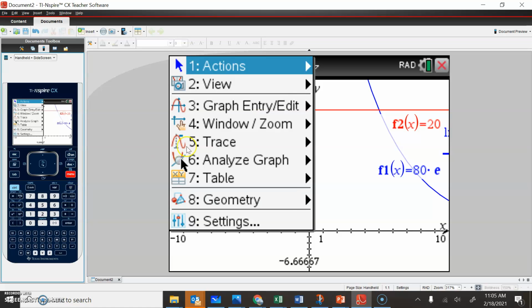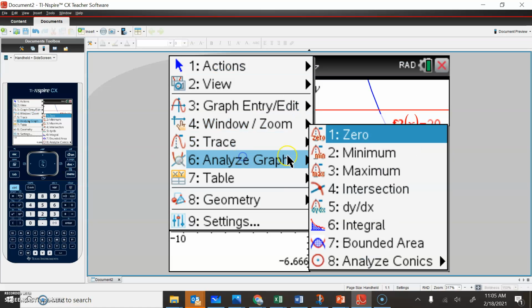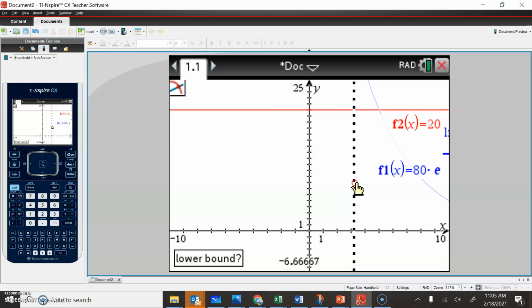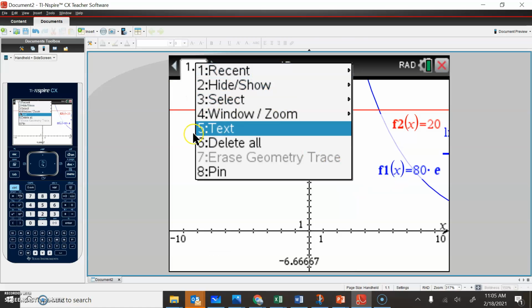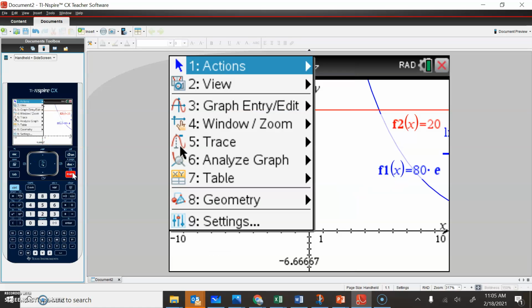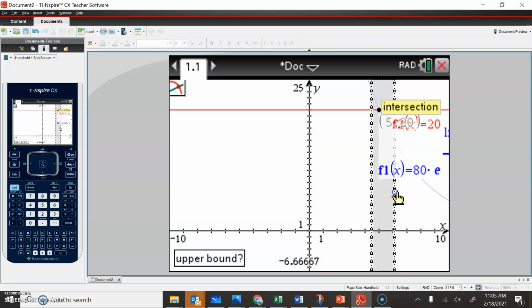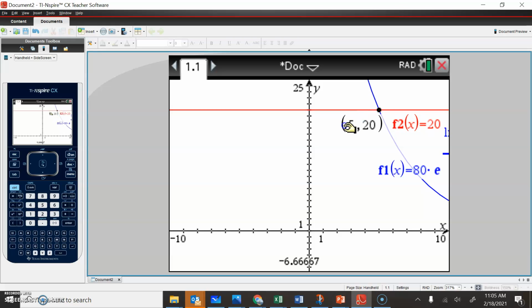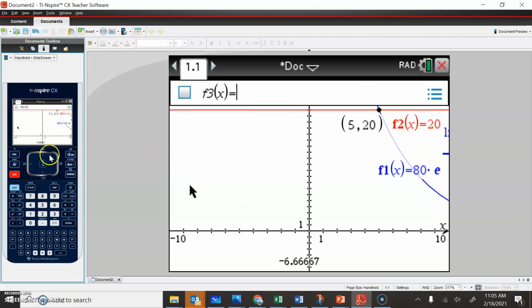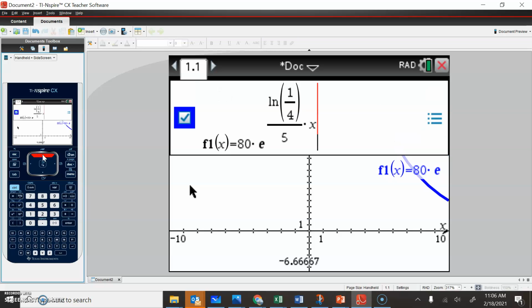So I'm going to go Menu, Analyze Graph, Intersection, so we can figure out where they cross. And it looks like it's 5. Did I forget the 18? I might have. Let me see. Oh, I did. I forgot to put the plus 18 in here.